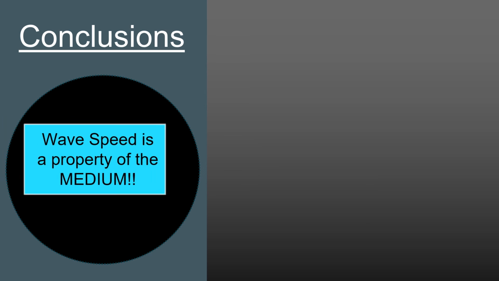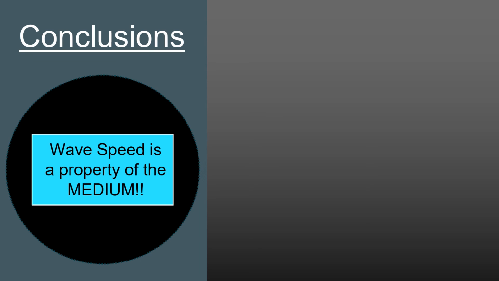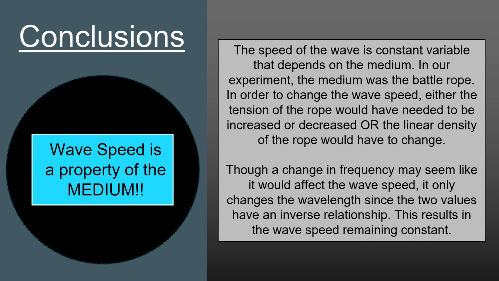So the big conclusion that we made is wave speed is a property of the medium. So it's going to be a constant variable, and that will only change depending on how the medium changes. So in our experiment, the medium was a battle rope, and in order to change the wave speed, either the tension of the rope would have had to be increased or decreased, or the linear density of the rope would have to change.